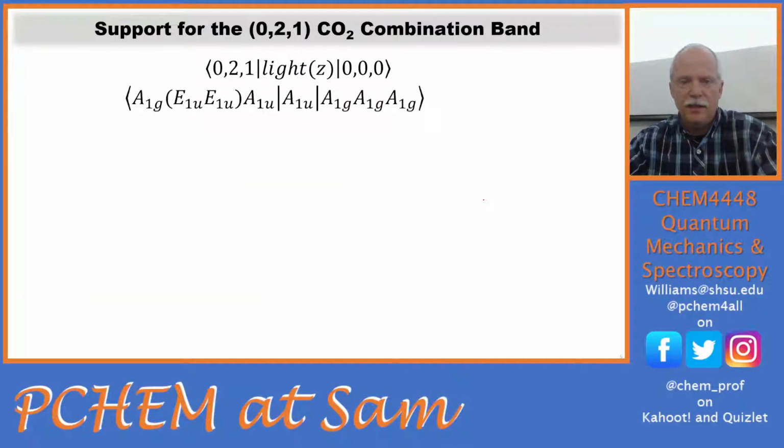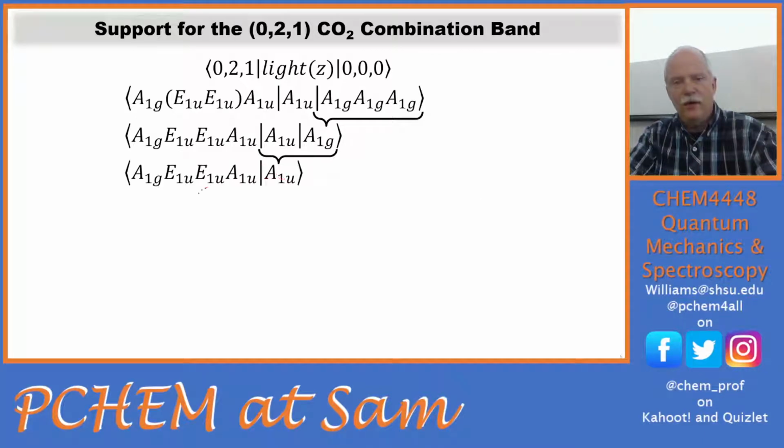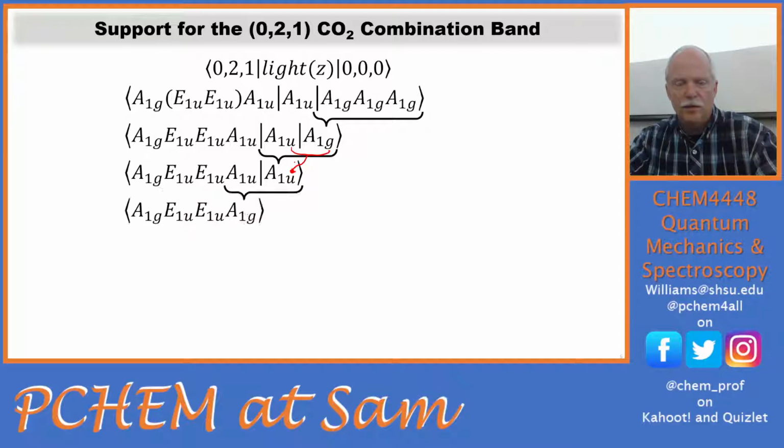So here's our light. Here's all of the symmetries that we put in. And we, of course, can combine all of those A1Gs into A1G. And then A1 times A1 gives A1. And then G times U gives U. We just do these pairwise. So A1 times A1 gives A1, and U times U gives G. Then anything times A1G is itself. Okay, so E1U times A1G is E1U.